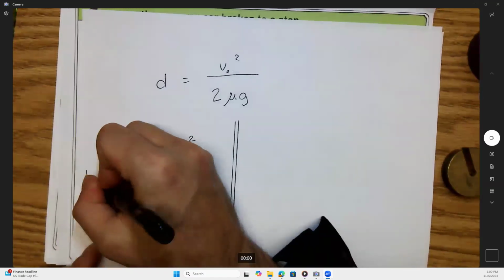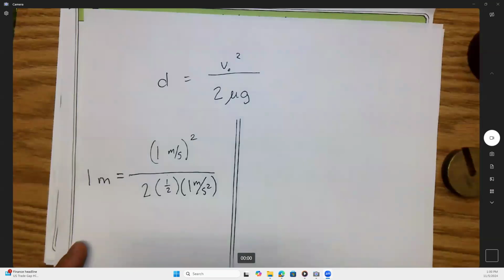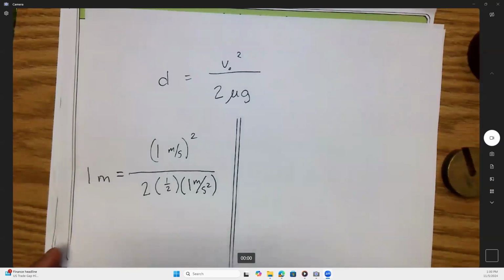1 meter. You see that has to come out to 1 meter? It works in general for variables. It should work for any numbers I throw in. I just made up some random numbers.